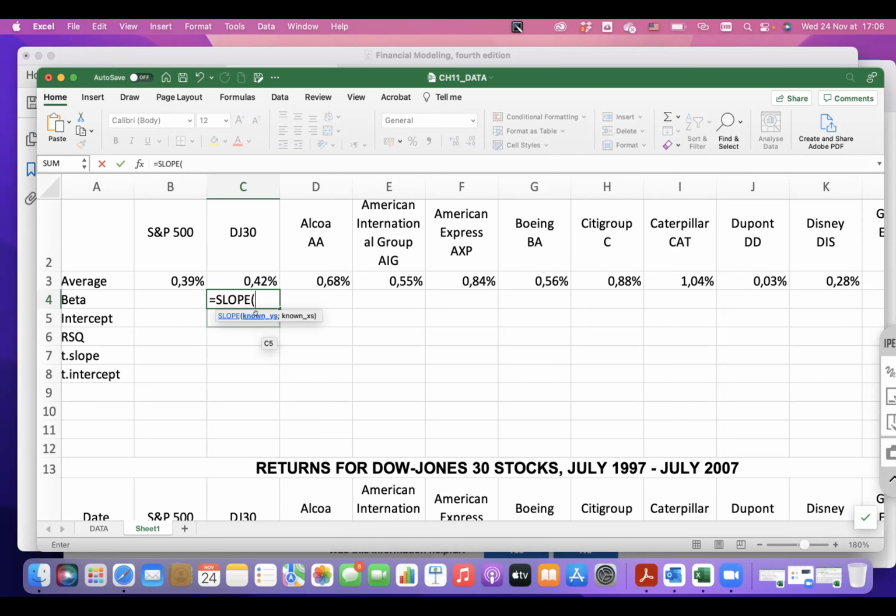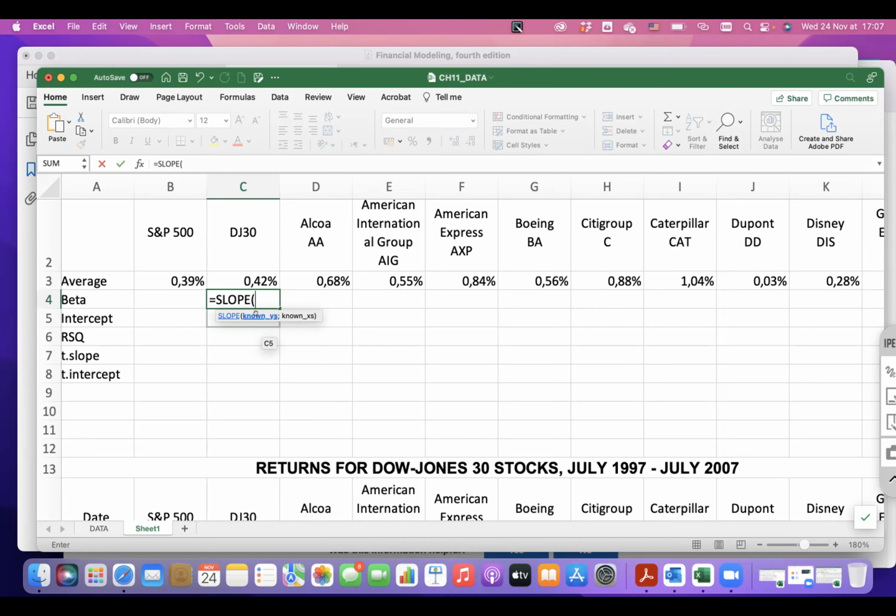So for all these columns, the biggest market is the S&P 500, right? So this is the one supposed to influence the smallest market, which is the Dow Jones and the individual stocks. So the X variable is the returns of S&P 500. The main one.